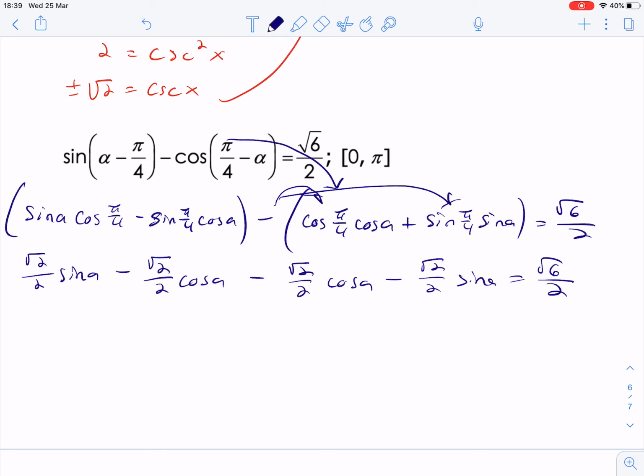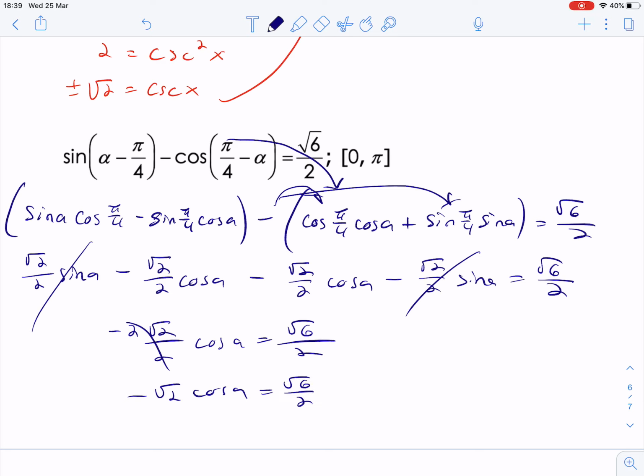All right, see if we can cancel anything out. We can. And we get a negative 2 square roots of 2 over 2, cosine of A. All right, so divide: cosine of A equals negative square root of 6 over 2 square roots of 2. Simplify. Negative square root of 12 over 4. Simplify. Negative 2 square roots of 3 over 4. Simplify. Negative square root of 3 over 2.